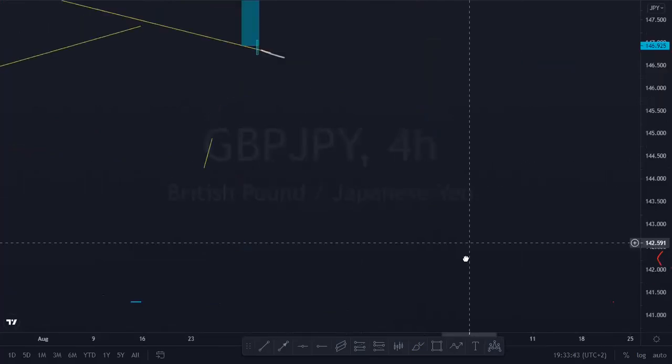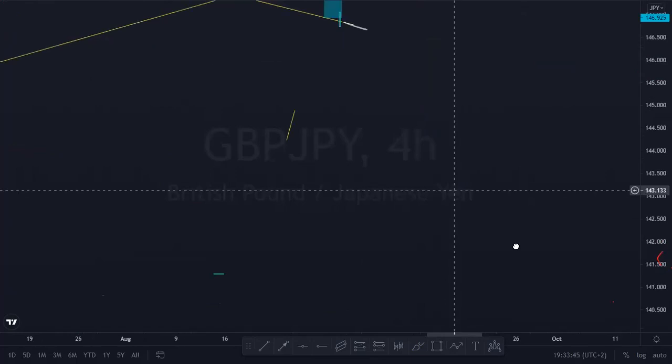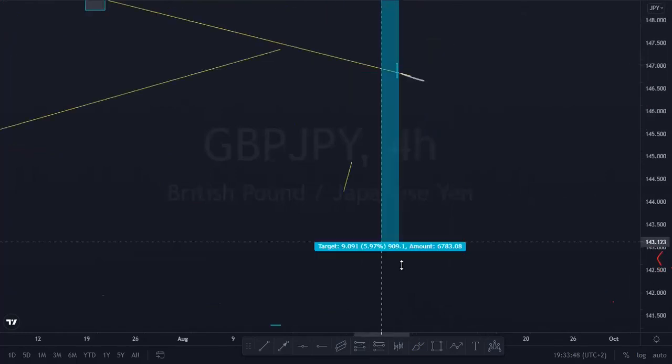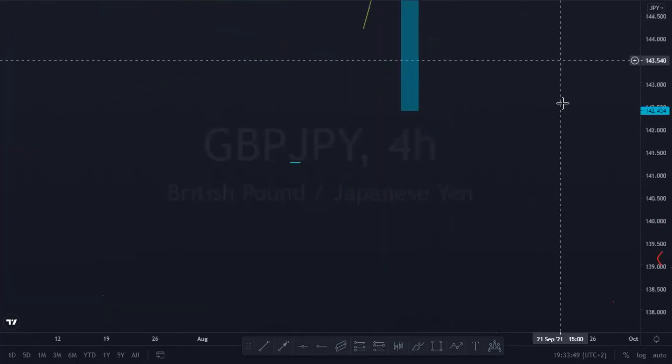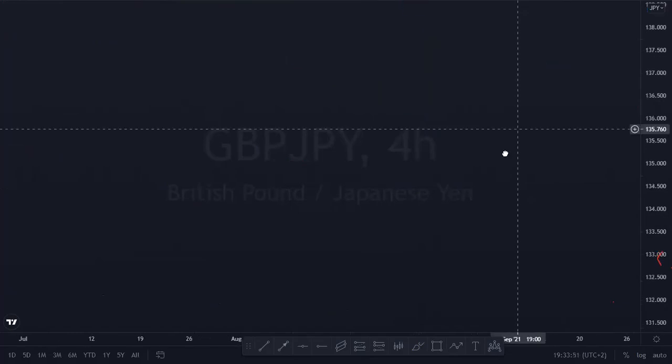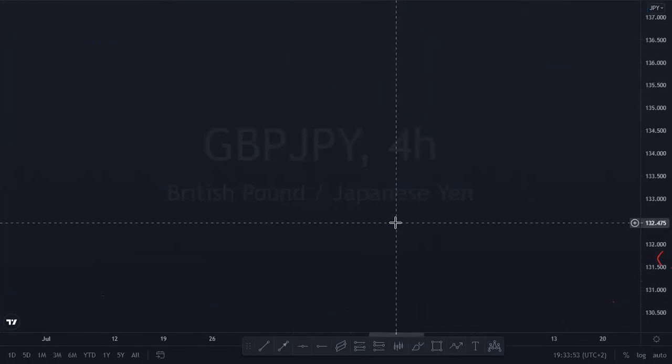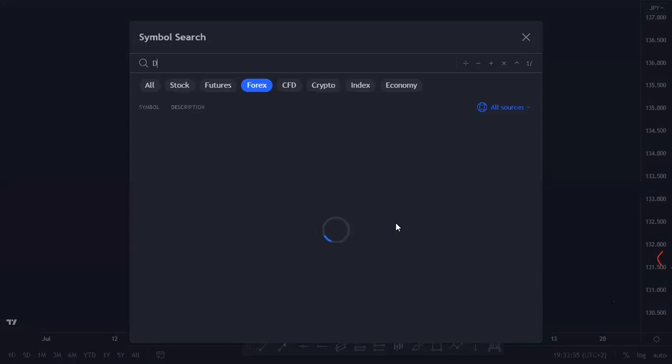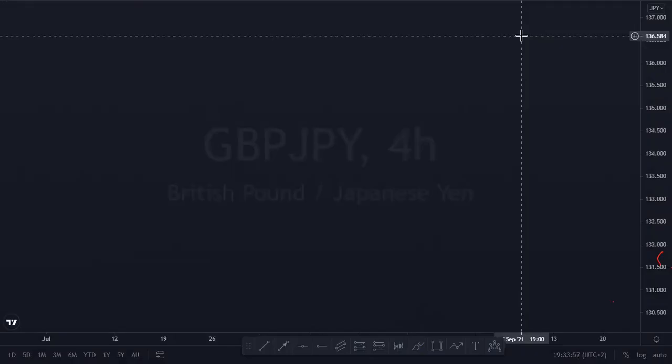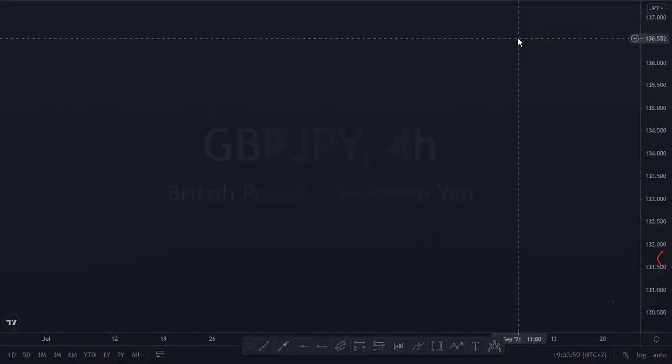4-hour time frame. It can still keep on going further down, guys. Our main target is way down. I think it's on daily time frame. Sorry about that. On the daily.